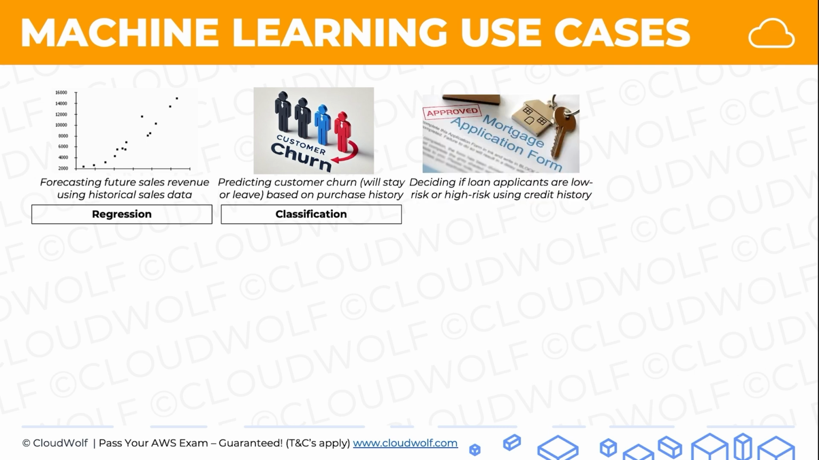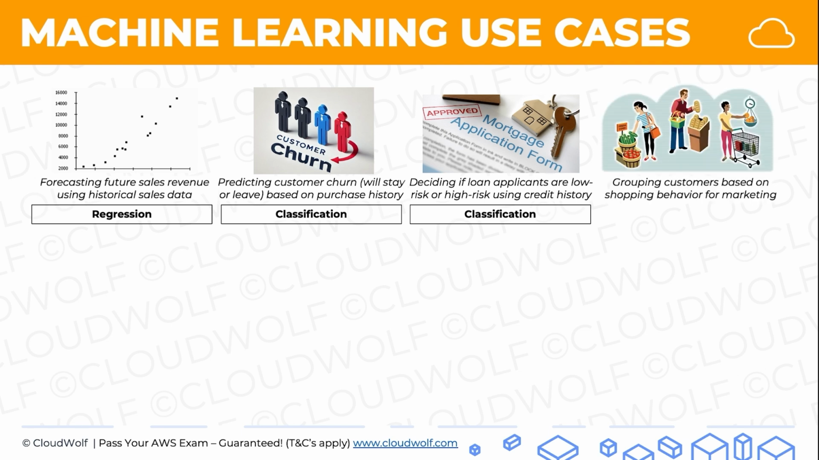Next one is deciding if loan applicants are low risk or high risk using credit history. So the goal is to predict low risk or high risk. It's a categorical variable. So in that case, what is it? It's of course a classification problem.